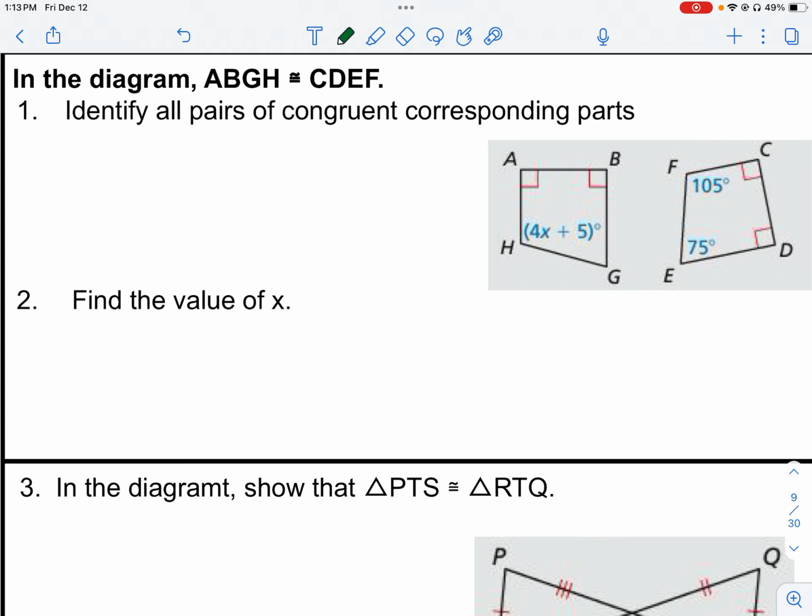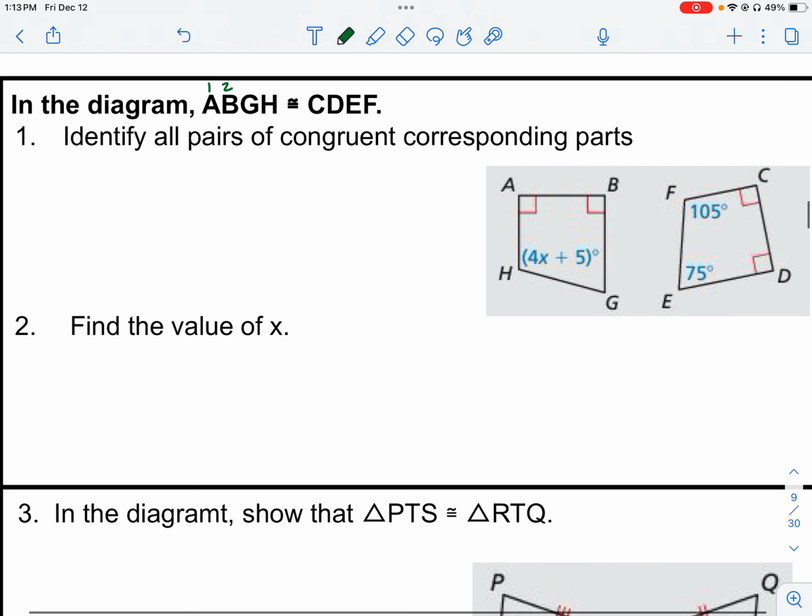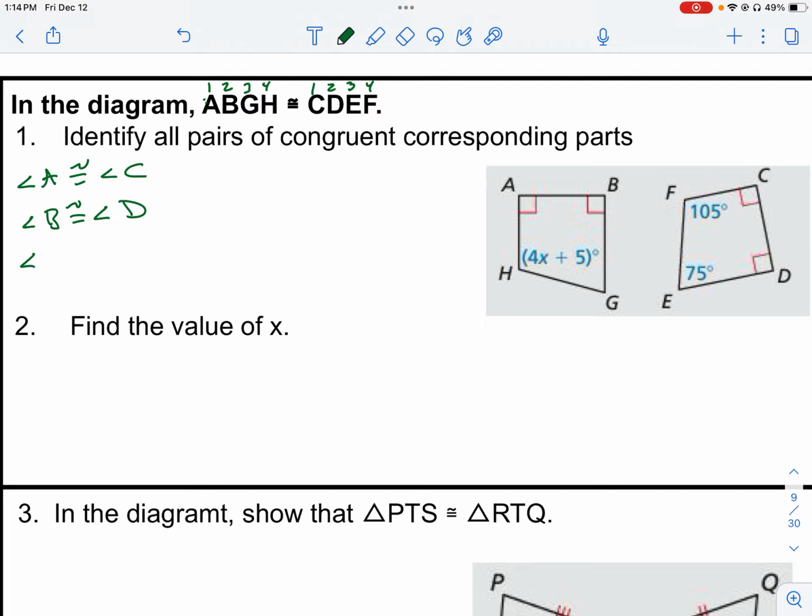So ABGH is congruent to CDEF. So we go 1, 2, 3, 4, 1, 2, 3. So angle A is congruent to angle C. Angle B is congruent to angle D because 1 with 1, 2 with 2. Angle G is congruent to angle E. And angle H is congruent to angle F.